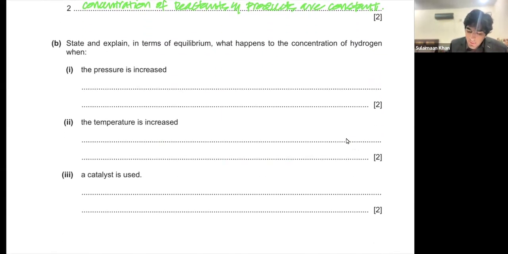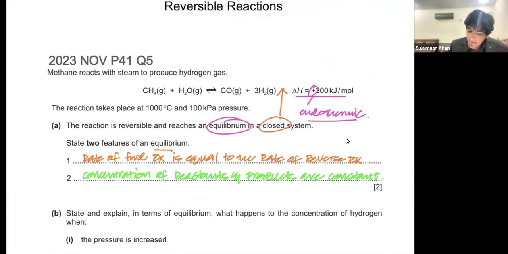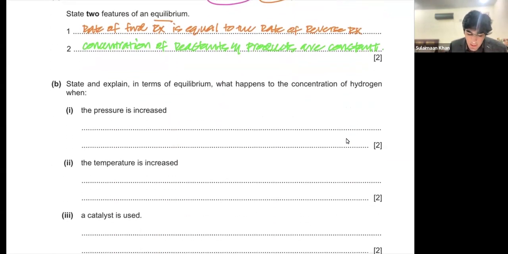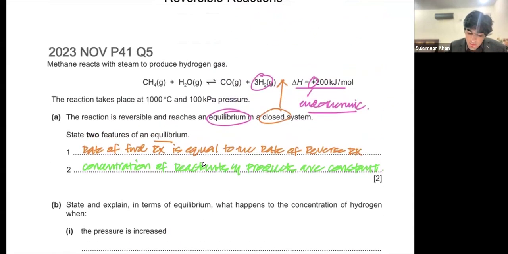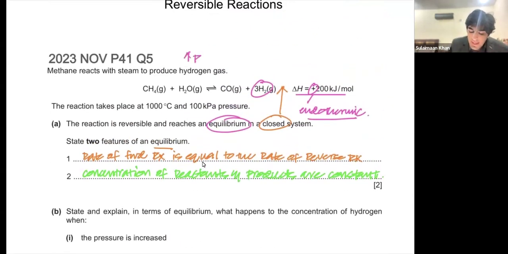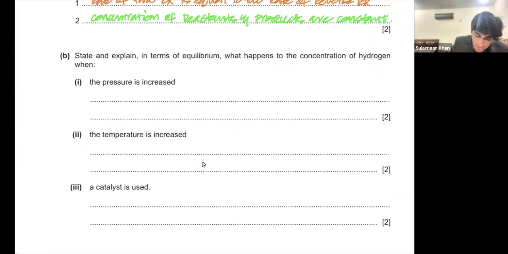Okay, state and explain in terms of equilibrium what happens to the concentration of hydrogen. Hydrogen is my product, right? So what happens to the concentration of hydrogen if the pressure is increased? We know that if you increase the pressure, it favors fewer moles of gas. So I could say, increase in pressure, increase in P favors fewer moles of gas.